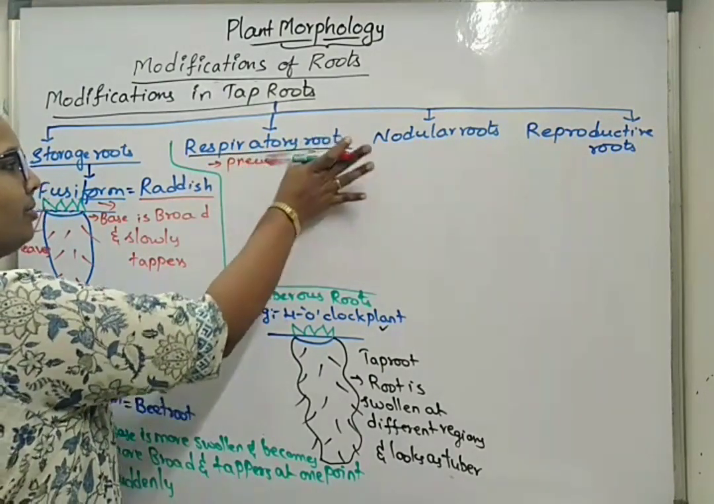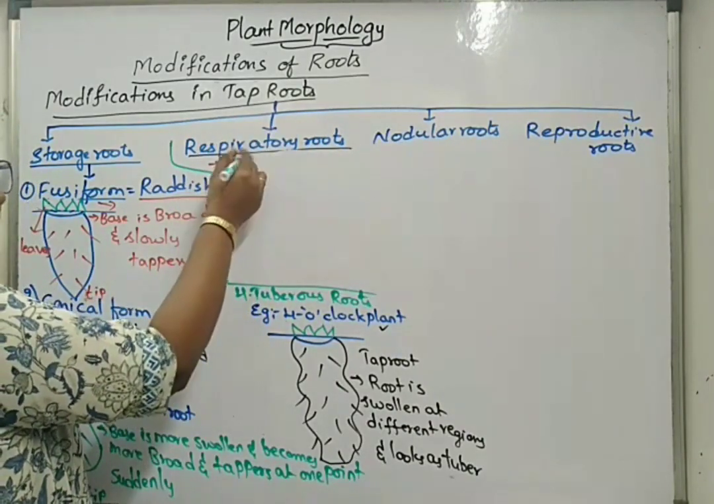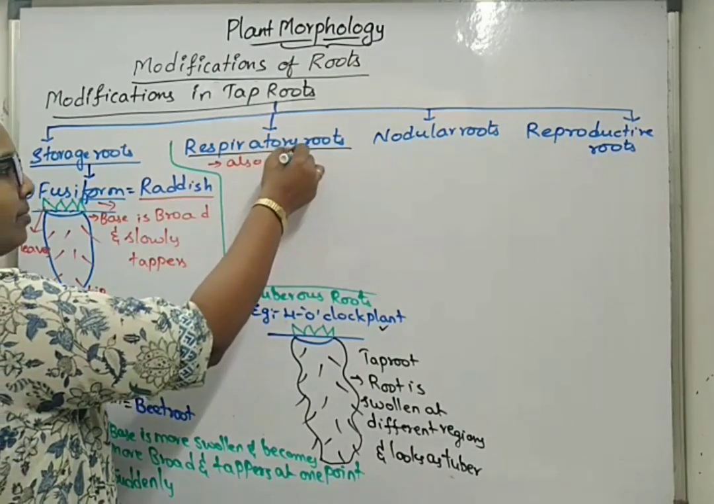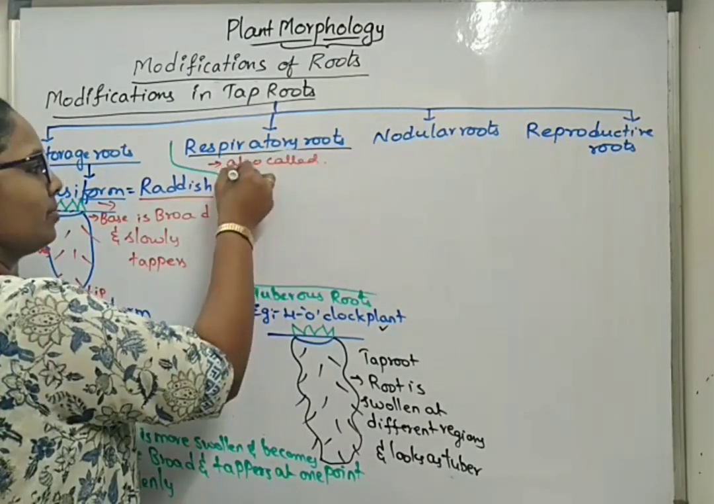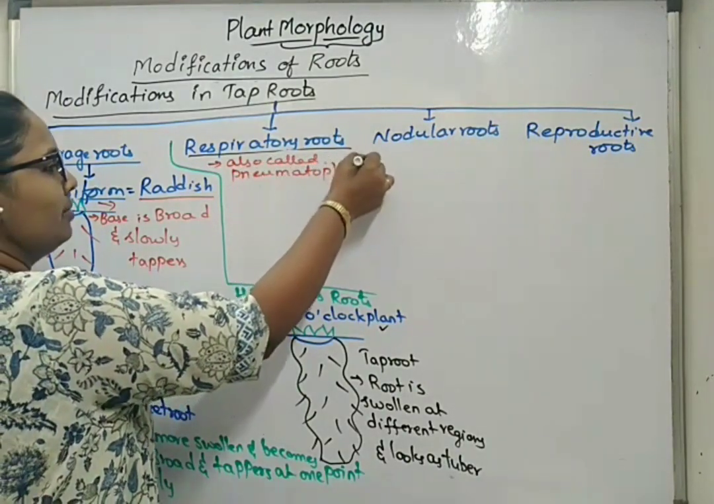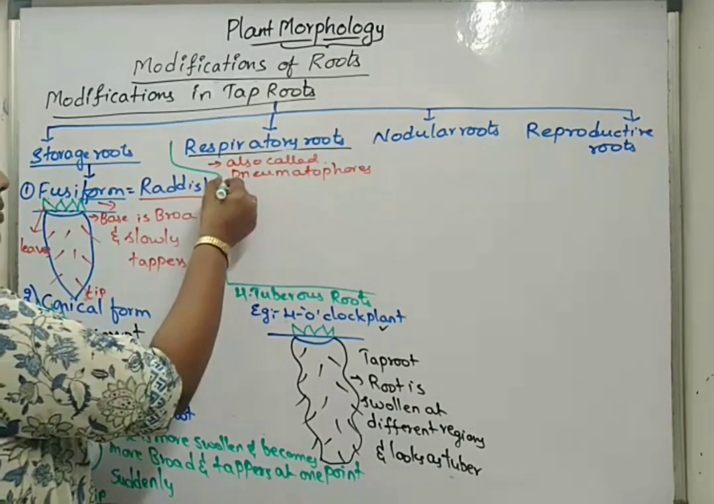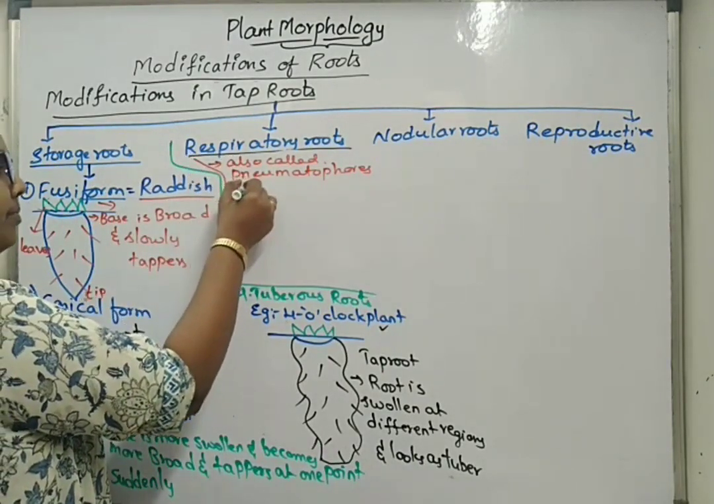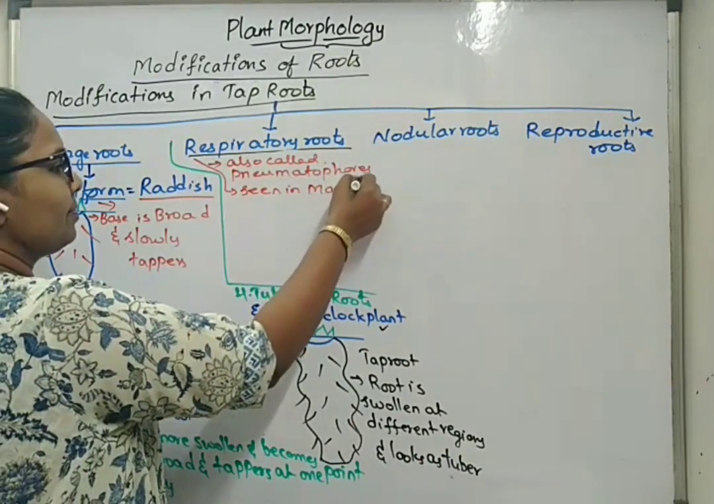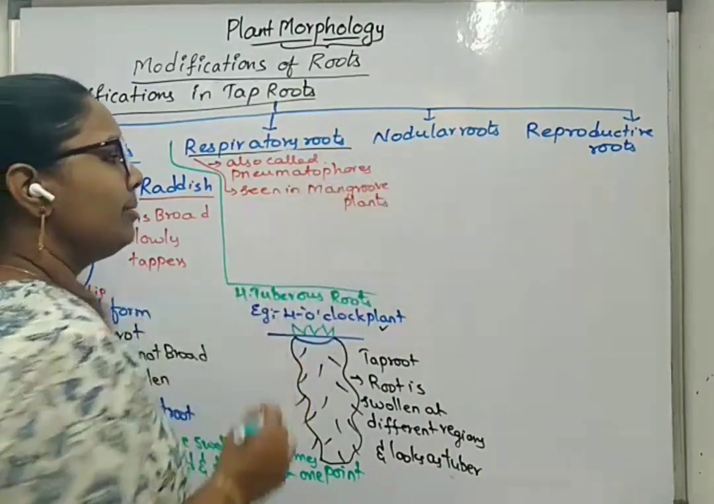You write also. In which types of plants do these respiratory roots exist? Respiratory roots are seen in mangrove plants. So the plants that are growing in the mangrove region.